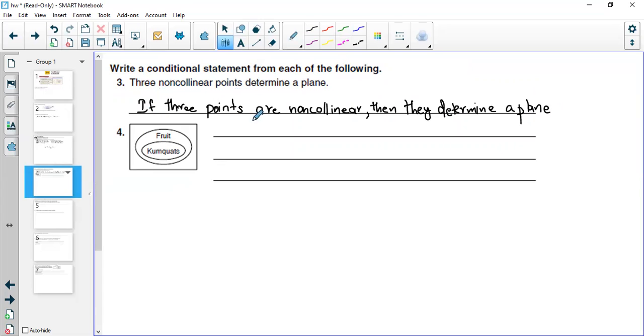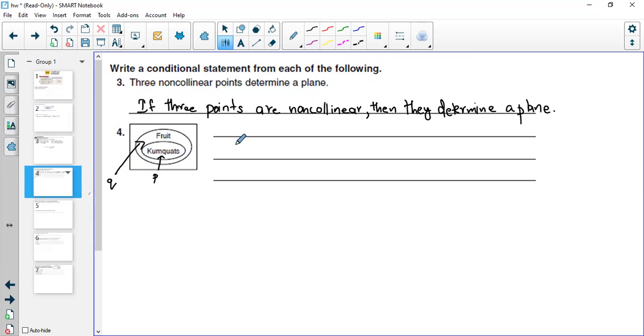So if 3 points are non-collinear, what if I would have written if 3 non-collinear points? That won't make sense. If I would have written if 3 non-collinear points, then they determine a plane, it will not make any sense. So we need to rearrange the sentence in such a way that it would make sense. So if 3 points are non-collinear, then they determine a plane. Right. Now, when I started the explanation, I did tell you this is going to be the hypothesis, the smaller circle, and this is going to be the conclusion.